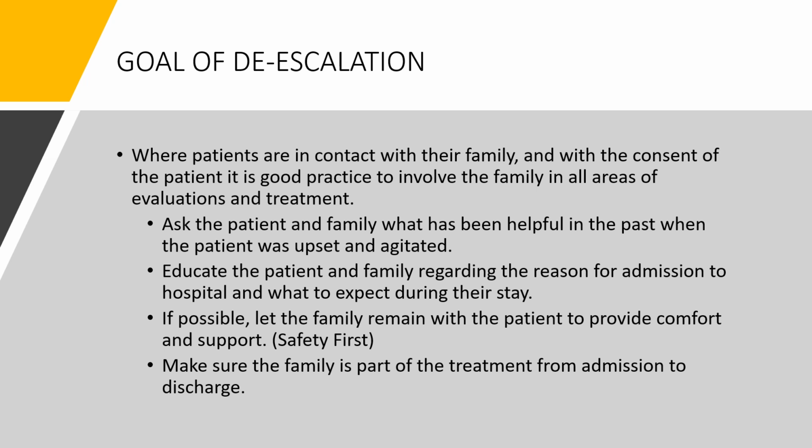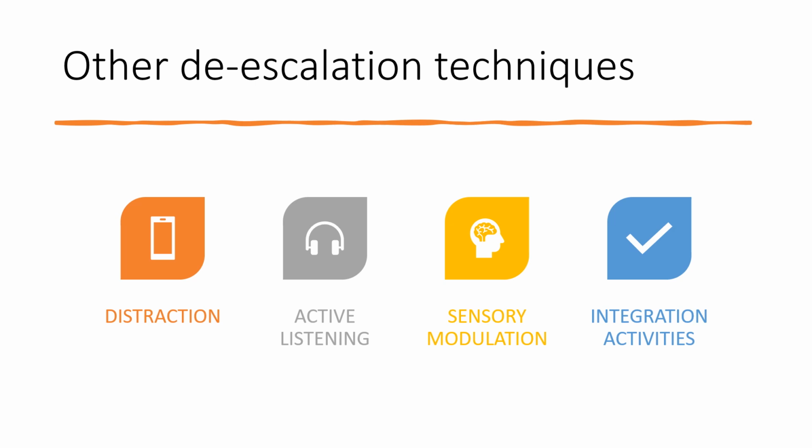And then make sure that the family, again, is part of their treatment after admission through to the discharge. A little bit of that has to do with making sure that you're talking with the patient first and making sure that it's okay to continue to use their family as a support system. And as long as it's a safe environment, we can include them.